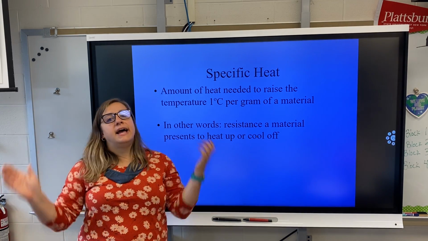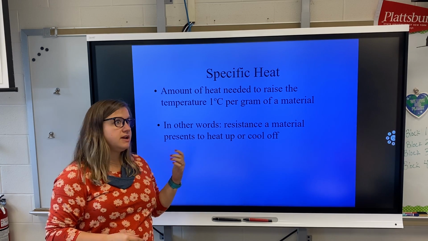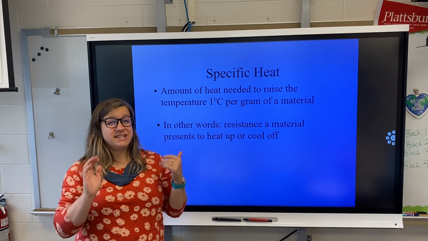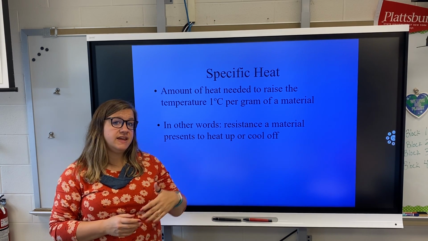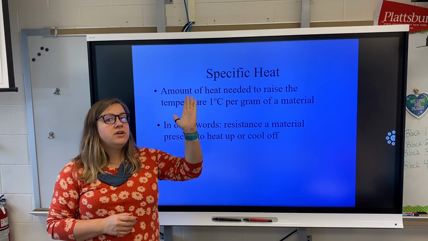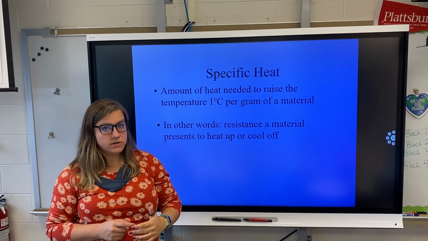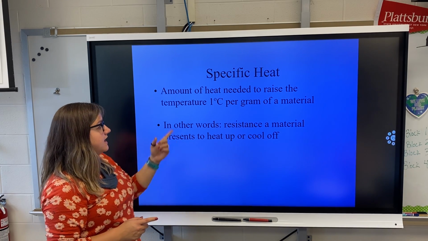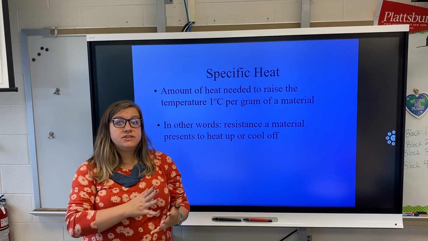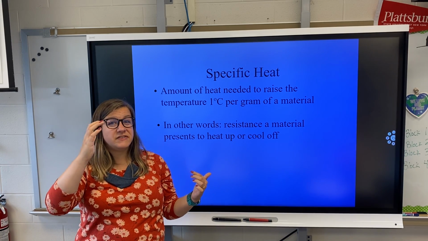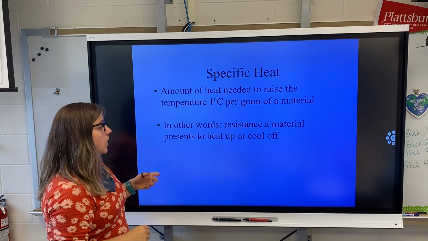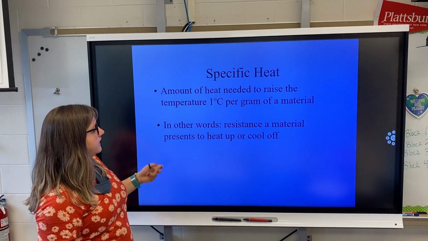Water has a high specific heat. I'm going to talk about it a lot with this. Water takes a long time to warm up, but it also takes a long time to cool down. That's because the amount of heat energy needed to raise the temperature of water is very high. Okay, so water has a high specific heat.